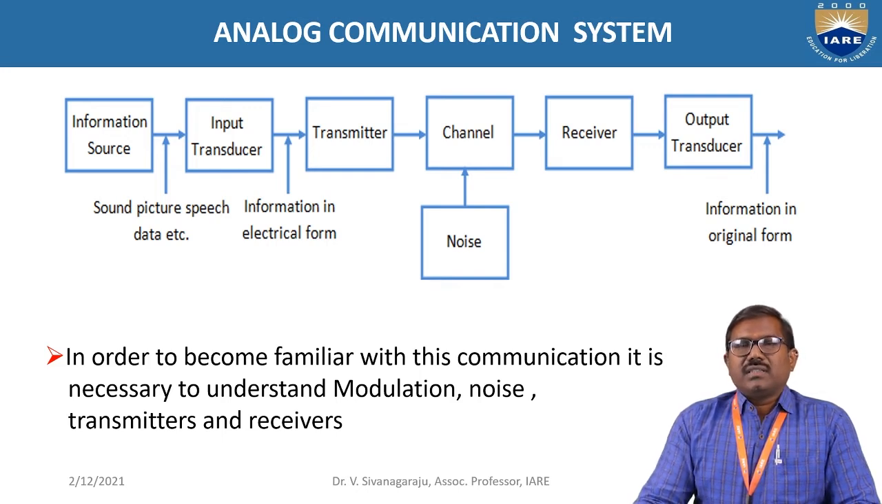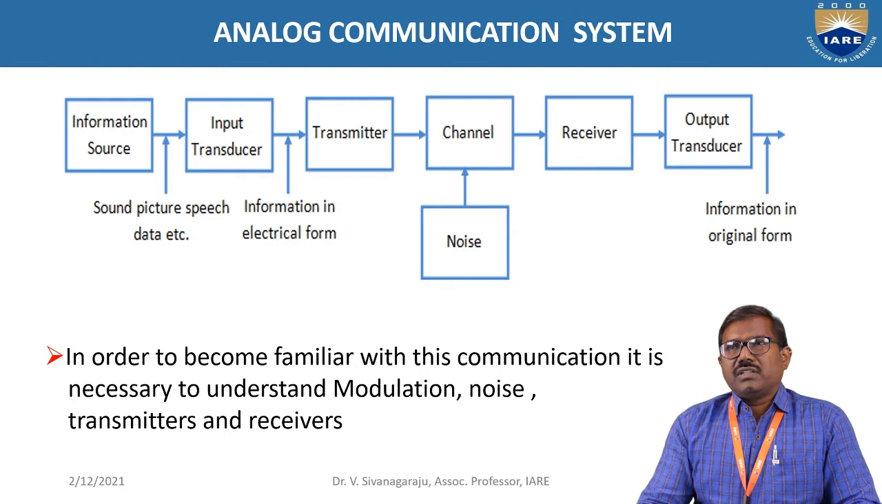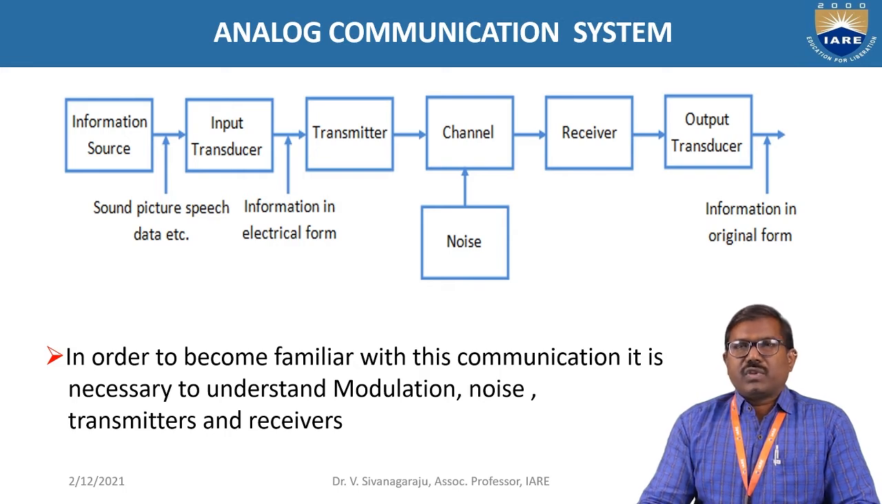In the channel, the signal gets distorted due to noise, and finally we collect the signal at the receiver. At the receiver end, we again have an output transducer. The reverse operation of the input transducer is done in the output transducer.